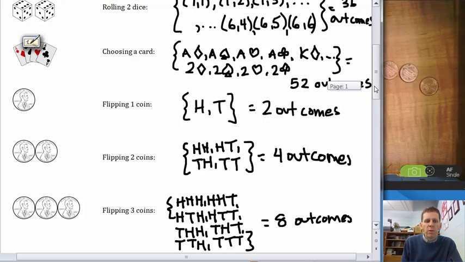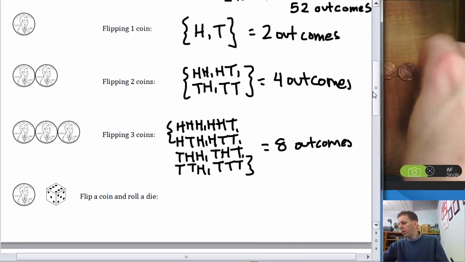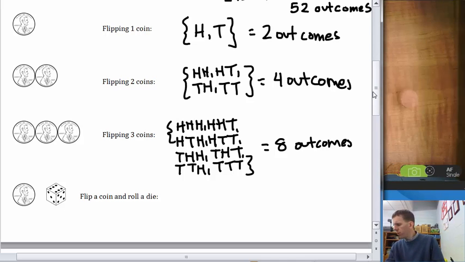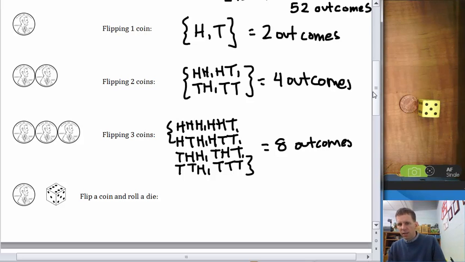Of course, one other thing you could do is combine implements. For example, you could flip a coin and roll a die. What would that look like if you're writing the sample space? Well, here's a coin flip. Here's a roll of the die. We got tails and a 5. So we abbreviated tails with a T. 5 is 5. So T5 would be one possible combination. There's a bunch, in fact.